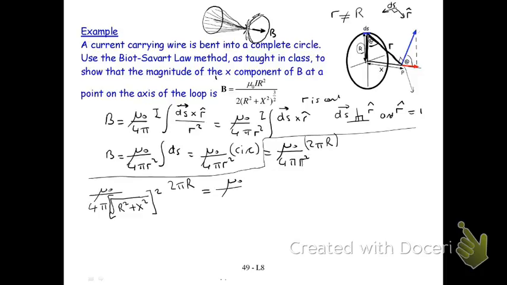which equals mu naught over 4 pi, and that's going to be simply r squared plus x squared, because I'm squaring the square root. And this is going to be times 2 pi r. And then my mu naught stays in. Did I drop my I somewhere? Pretty early on, I seem to have dropped my I.